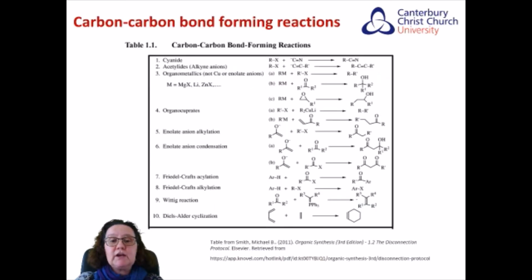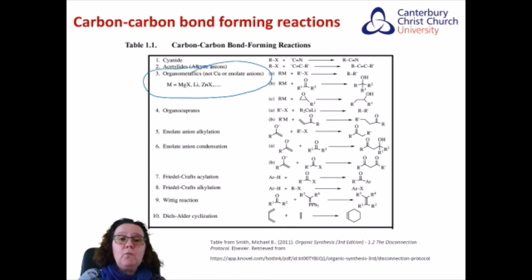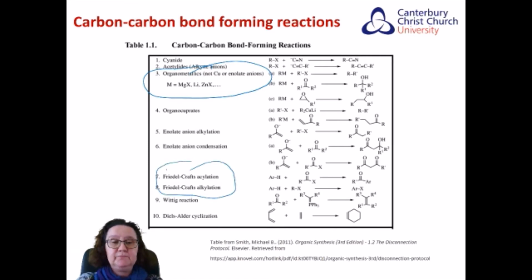This table from March's Organic Chemistry gives a really nice overview of some typical reactions that allow the formation of carbon-carbon bonds. Quite a few of them hopefully will be familiar, either because they are straightforward nucleophilic substitutions or because you have studied them before, for example, when you looked at organometallic compounds, or when you looked at Friedel-Crafts acylations and alkylations when you did the chemistry of benzene. The two that maybe are not familiar in this table are the Wittig reaction and the Diels-Alder cyclization, which are the focus of this video.